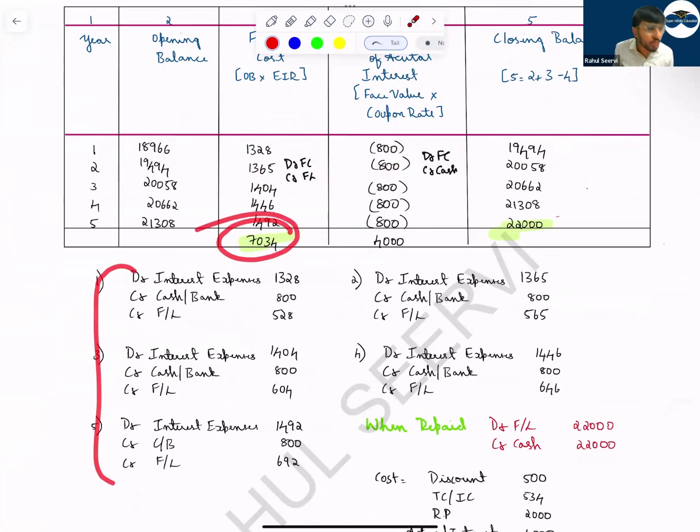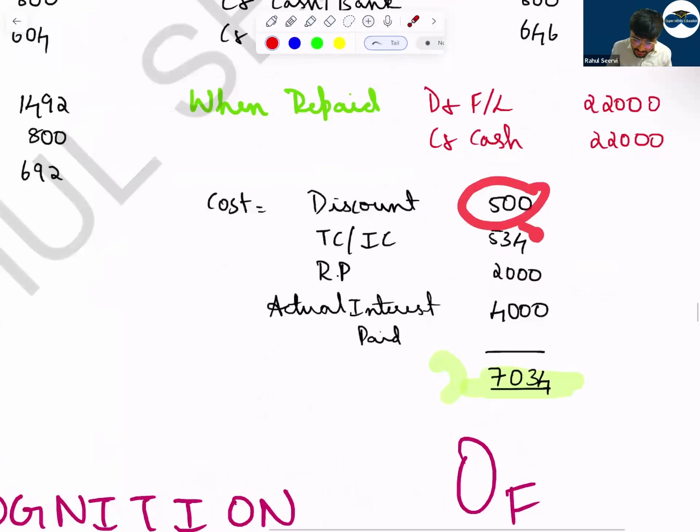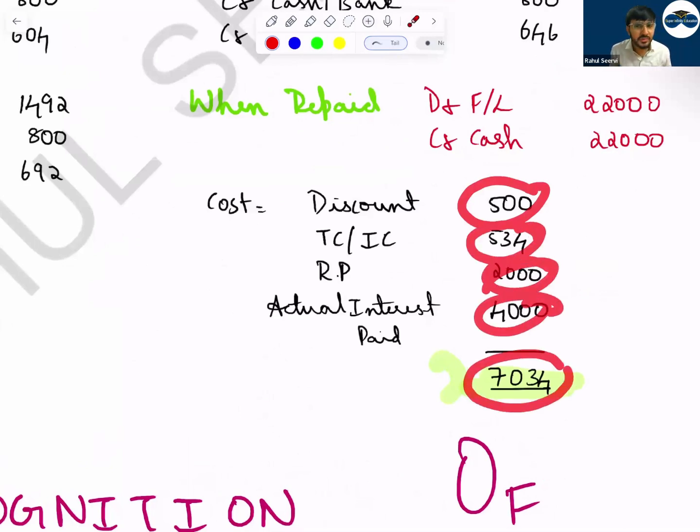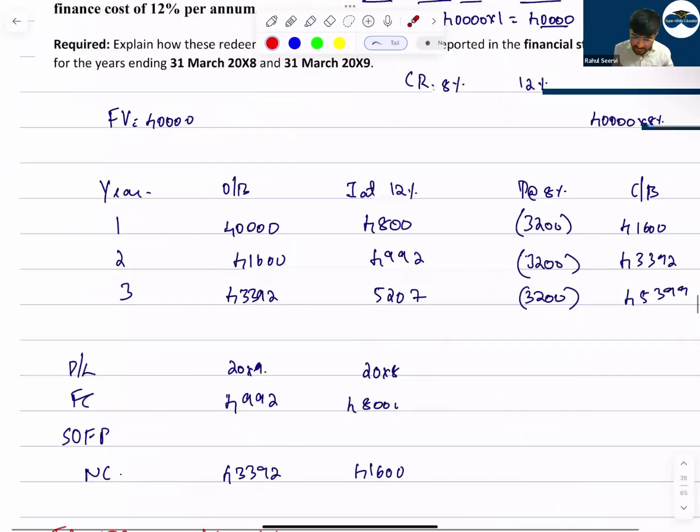And we had seen that this is the total expense which will be recorded in the P&L. So once we do this total, it is coming to the same answer. So with this, we have completed financial liabilities.